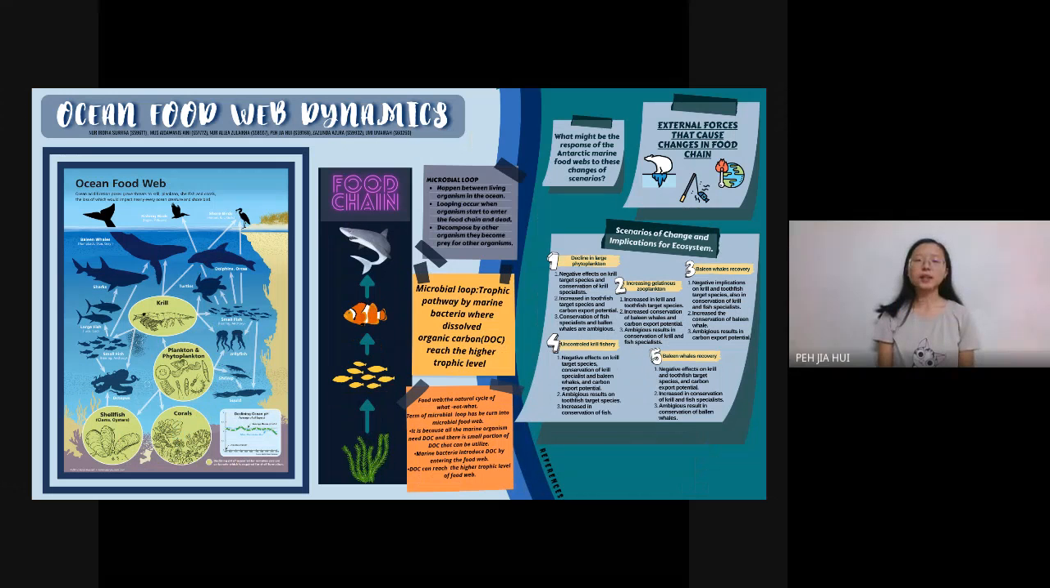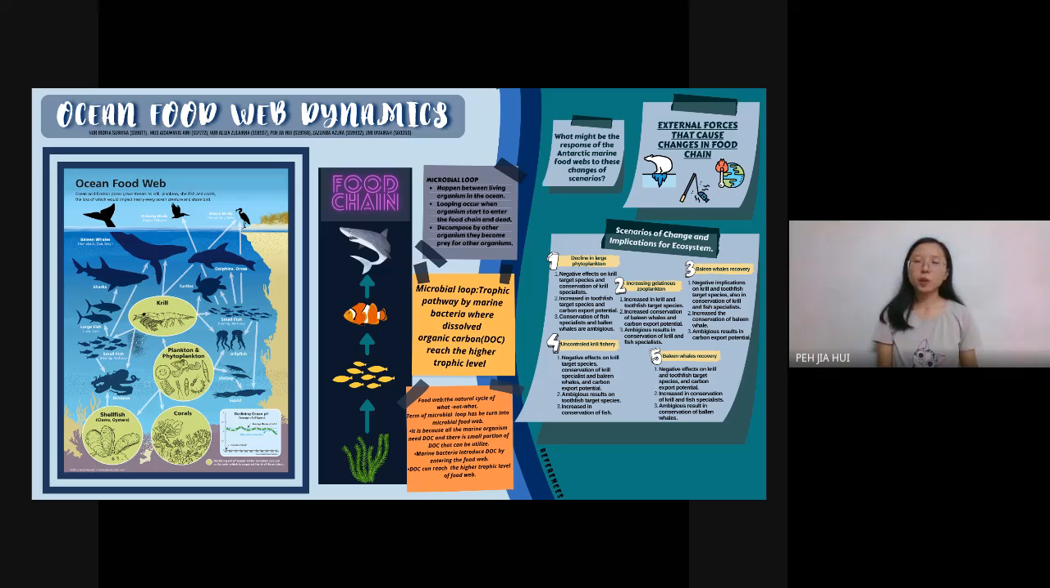So, I will be explaining the connection of the microbial loop with the Antarctic food web. Before we go further ahead, let us recap on what Ida just talked about on the microbial loop. Basically, the microbial loop is a trophic pathway by marine bacteria where dissolved organic carbon, which is also known as DOC for short, reaches the higher trophic levels. In other words, the microbial loop consists of a complete micro-ecosystem that produces, utilizes, and circulates dissolved organic carbon in the ocean. The microbial loop plays a big role in the Antarctic food web as all marine organisms require DOC.